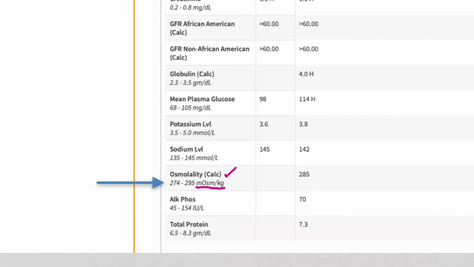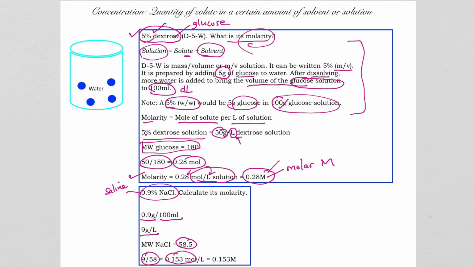So basically a 0.9% sodium chloride is the same as saying 0.153 moles per liter. Or in the lab test, we usually express it as 153 millimoles per liter. Okay, 153 millimoles per liter.